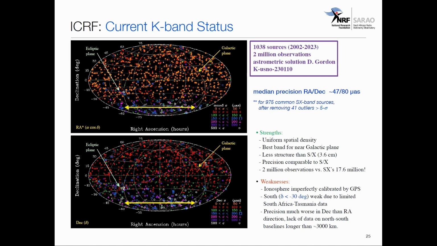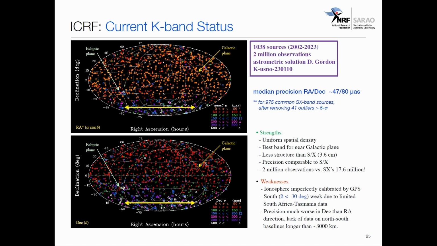The strengths of the K-band is that we have uniform spatial density. It's the best band for near the galactic plane. The sources have less structure. They become more compact at the higher radio frequencies. And the wonderful thing is that we now have precision comparable to the X/S frame. So since ICRF-3 in 2018, where it was about 1.5 times worse, we now have comparable resolution, at least in right ascension.